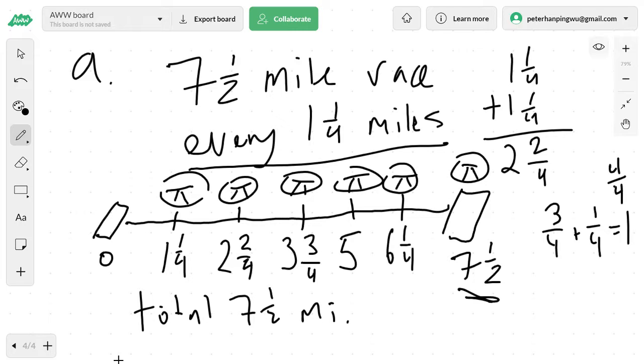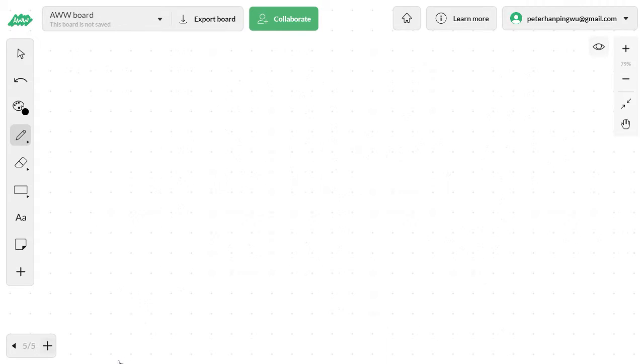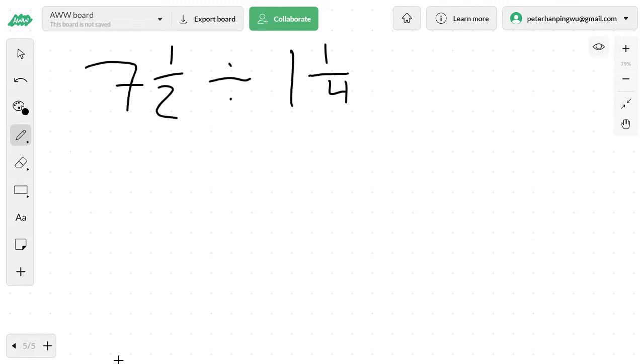Well, what's another word in math language for splitting something up into chunks? Division. So what we could have actually done instead of doing this whole number line business is just done division. So our total is 7.5 miles that's being split up into chunks of 1 1/4 mile. So we're dividing our 7.5 miles into chunks of 1 1/4 miles.